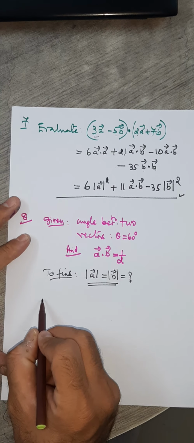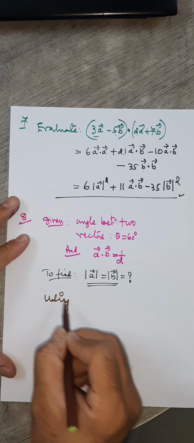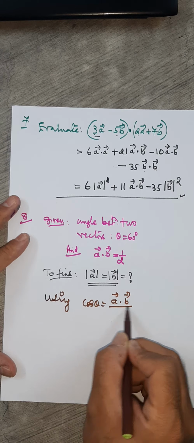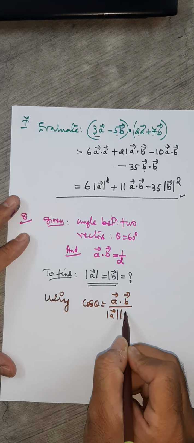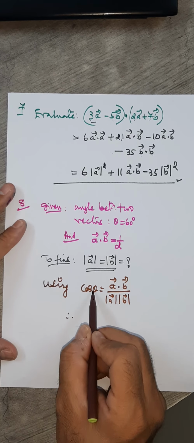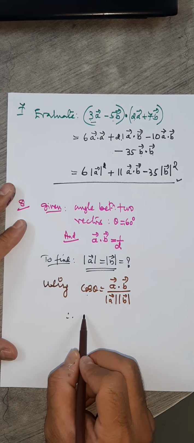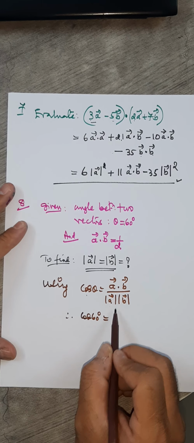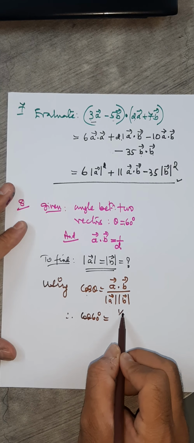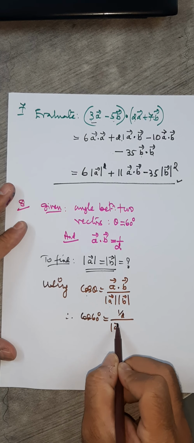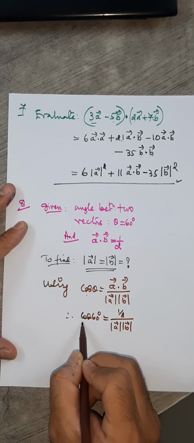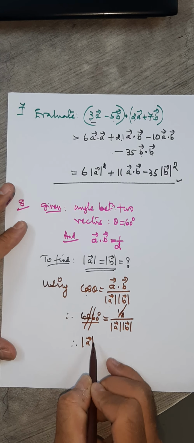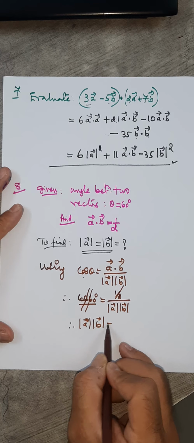So just use the formula. Using which formula? The angle formula. Cos theta equals vector A dot vector B upon the product of their magnitudes. You know this formula. So here let me write cos 60 degrees, which is half. The numerator is given as half. This is also half, so this goes away. So magnitude of A into magnitude of B equals 1.